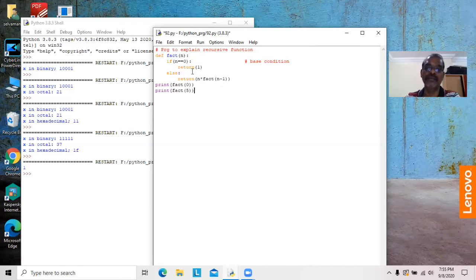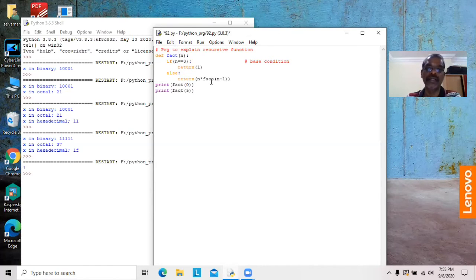At one point of time, fact of 2 minus 1. Now fact of 1 comes here, and it comes here later. So first it returns 5, then it returns multiplied by 4, then multiplied by 3, then multiplied by 2. So 5 multiplied by 4 multiplied by 3 multiplied by 2, it will return.